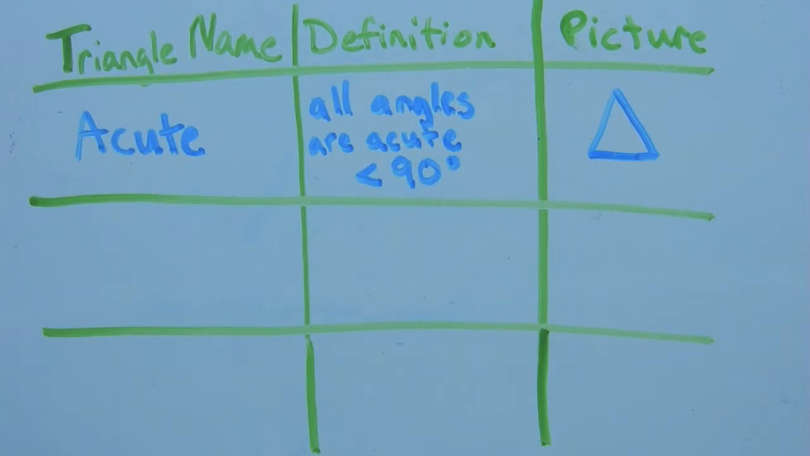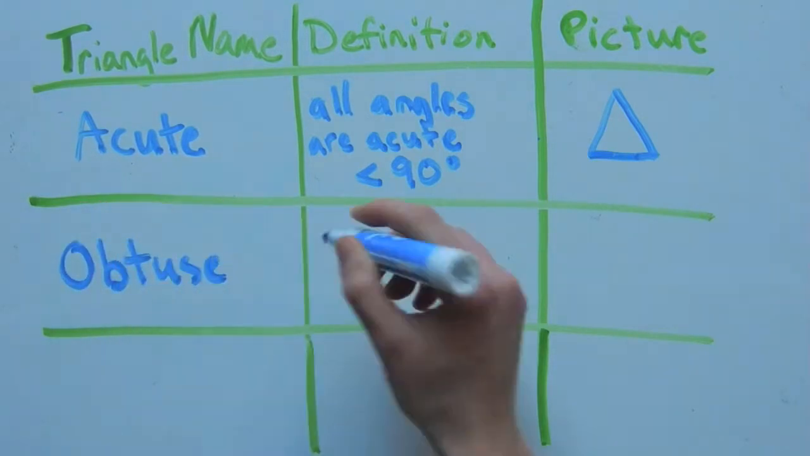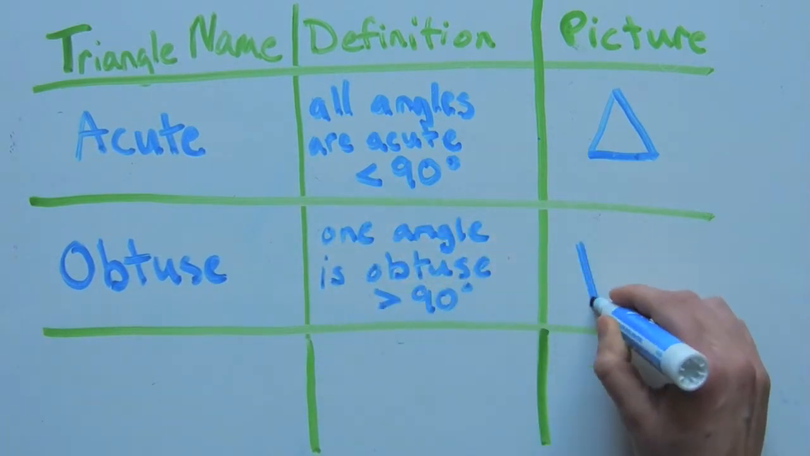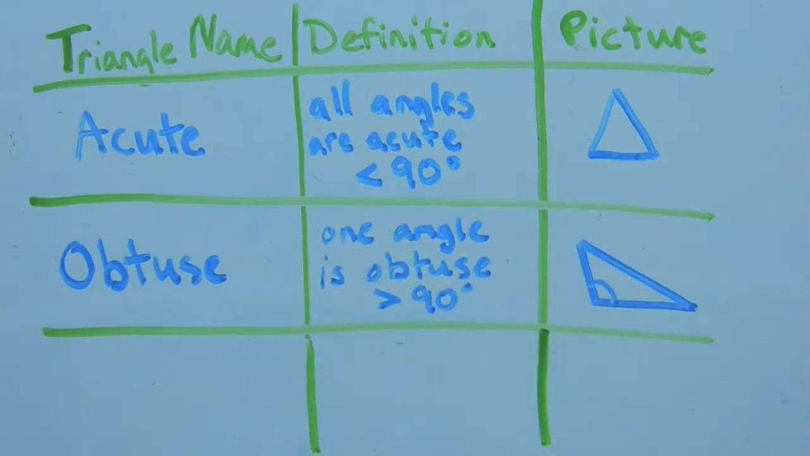Next, we have an obtuse triangle. And that triangle has one angle that is obtuse. And obtuse means that it's greater than 90 degrees. This first angle that I've noted is greater than 90 degrees. The other two angles will always be acute. Since a triangle adds up to 180 degrees, you may only ever have one obtuse angle in a triangle.